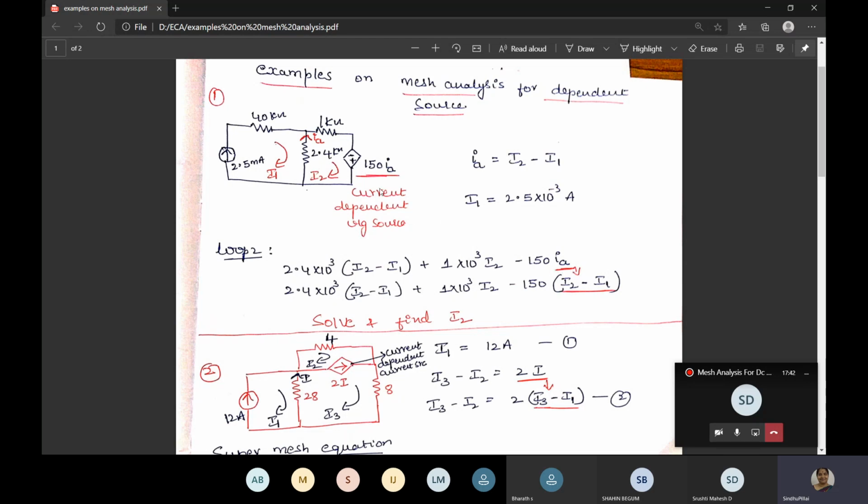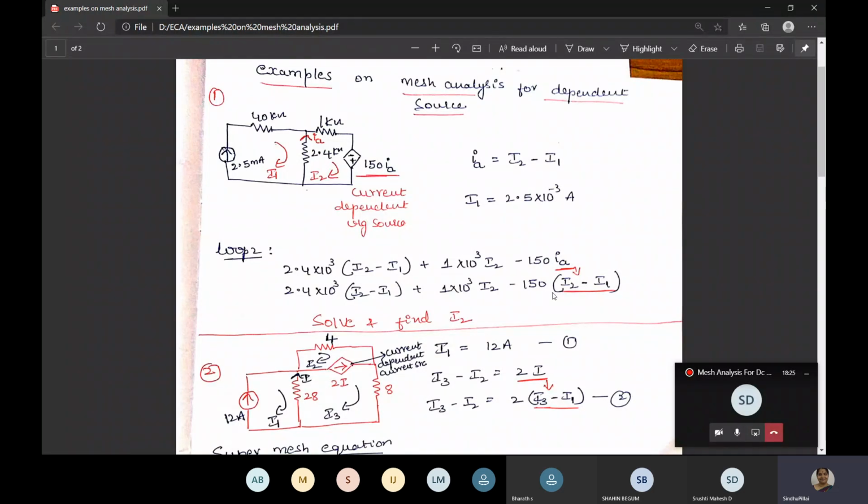So what is this IA? IA is the current in this branch. In this branch, what is the current? The current in 2.4 kilo ohm branch, we have two currents here, that is I2 and I1. So you have to take the current which is in the direction of IA. I2 is in the direction of IA and I1 is against IA. So write IA is equal to I2 minus I1. Just substitute IA is equal to I2 minus I1, and you'll get an equation. Wherever you have I1, substitute it as 2.5 milliamps and just find the current I2.